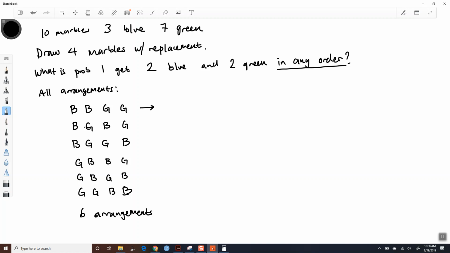What's going to be the probability of this first arrangement? We'll go 0.3 times 0.3 times 0.7 times 0.7. And what's the probability of the second arrangement? Just taking each one, the probability of blue is 0.3, probability of green is 0.7, probability of blue is 0.3, probability of green is 0.7. Then I can keep doing this. This one's 0.3 times 0.7 times 0.7 times 0.3, and so on and so forth.